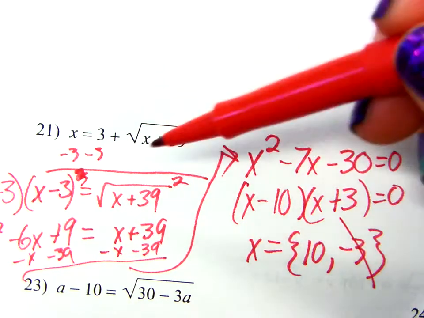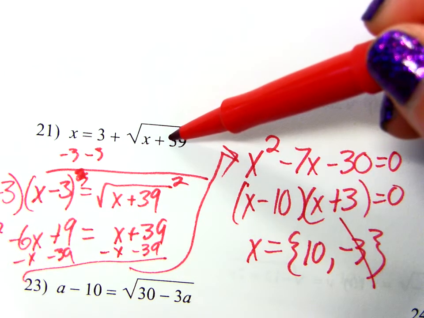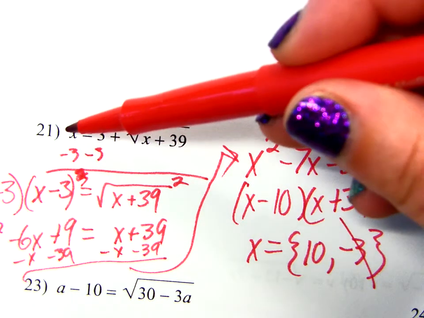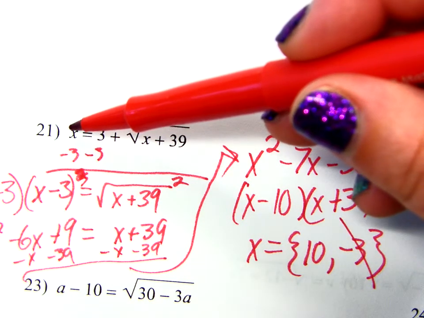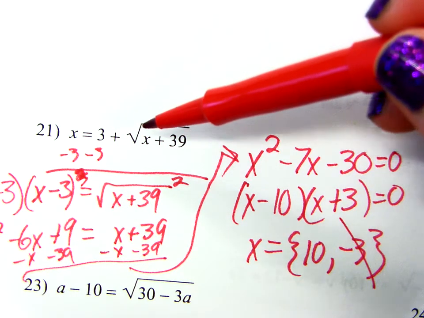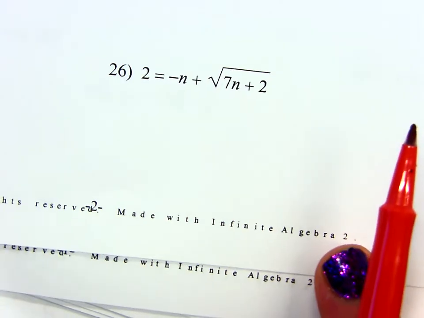I plug them back in. So, when you plug in negative 3 and 39 is 36. Square root of 36 is 6. 6 plus 3 is 9, but I just plugged in negative 3. So negative 3 does not equal 9, so it doesn't work. So even though I did all my math right and negative 3 came out as an answer, it doesn't work when you plug it back in. Okay, you guys try 26.